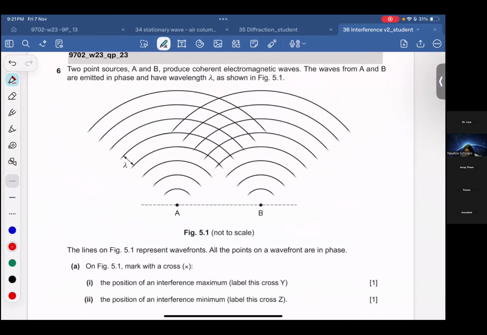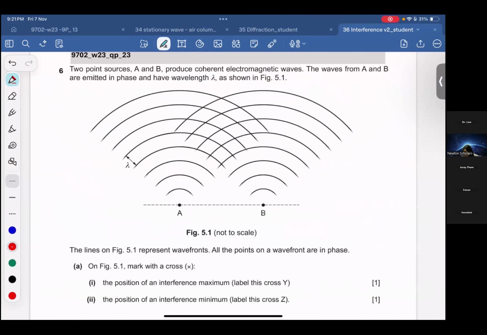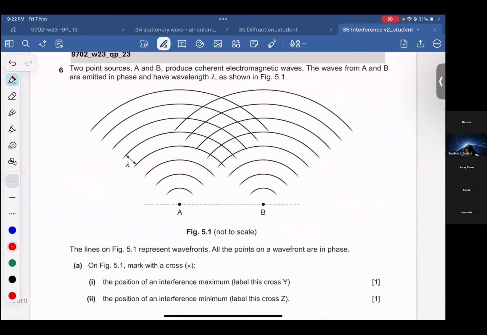The line 5.1 represents the wavefront. All the points on the wavefront are in phase. They are asking you to mark a point with a cross at the positions of the interference maximum. Maximum can be crest, mid crest, or trough, mid trough. So here it can be maximum crest, mid crest, or trough, mid trough. Then you label it Y.